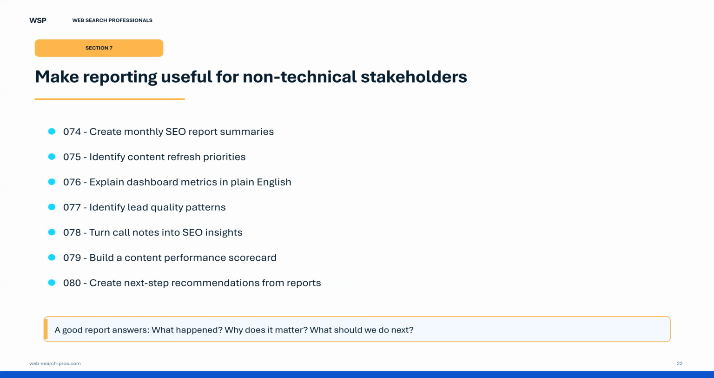You want to turn call notes into SEO insights. If you use CallRail or call tracking, it will build SEO insights around calls. You can build a content performance scorecard, which I actually just created one for a business industry. They're great because it tells you where you are, and what gets looked at and tracked improves. So then you want to create next step recommendations. And so for good reporting: what happened, why is that important, and what should we do next to improve?